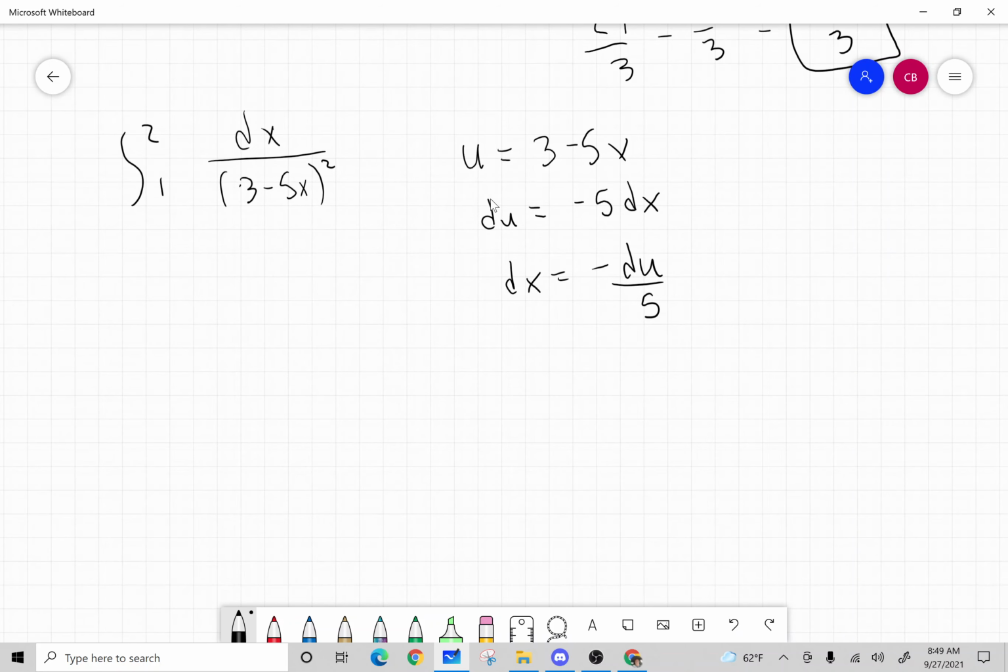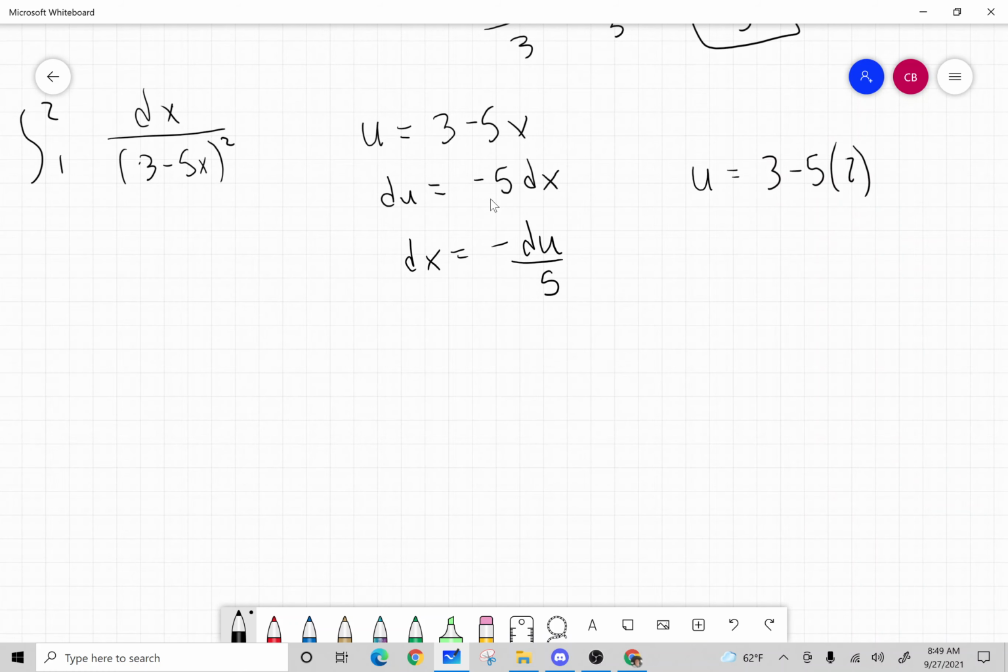Now, since we're going to switch this to u, let's figure out the new limits. So we've got u is equal to 3 minus 5 times 2. That's the upper bound. So this is going to be u equals 3 minus 10, which is equal to negative 7. And then if we use 1, we have u equals 3 minus 5 times 1, which is 3 minus 5, equal to negative 2. Okay, so I hope I haven't tricked anybody or done anything too crazy. So we've got our new limits.